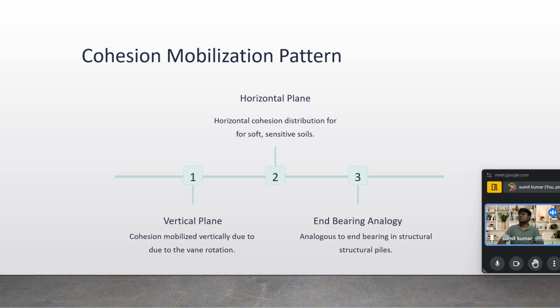So the cohesion is mobilized vertically as well as horizontally when we perform this test. When we are talking about the cohesion getting mobilized, there must be some fashion. In the vertical plane, cohesion is mobilized vertically due to the vane rotation, while in the horizontal direction it is distributed for the soft and sensitive soil. If the vane is implanted in the soil layer, there must be the end bearing analogy.